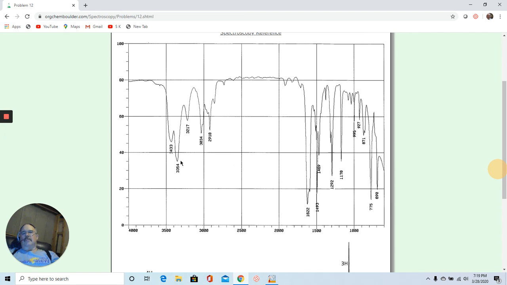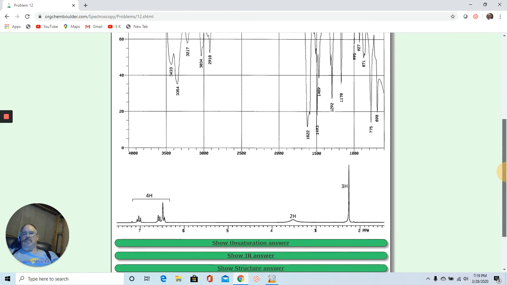Okay, so this would indicate an NH2. Okay, broad, but not as broad as an alcohol. It's in the same place. Okay, and because we have two peaks here, that would indicate an NH2.